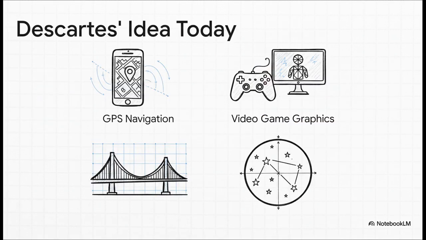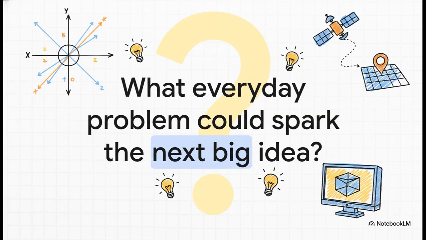So why does any of this matter to you? Well, the GPS in your phone uses a coordinate system to find your location. The amazing graphics in your favorite video game? That's just millions of points plotted on a coordinate plane. Engineers, architects, designers, astronomers, they all rely on this fundamental system to design our buildings, map the stars, and build our entire modern world.